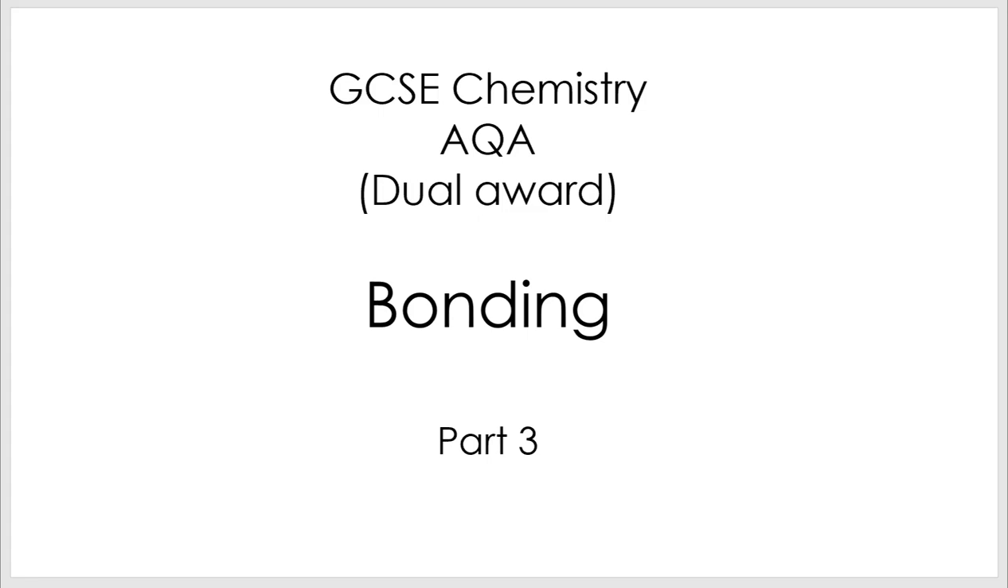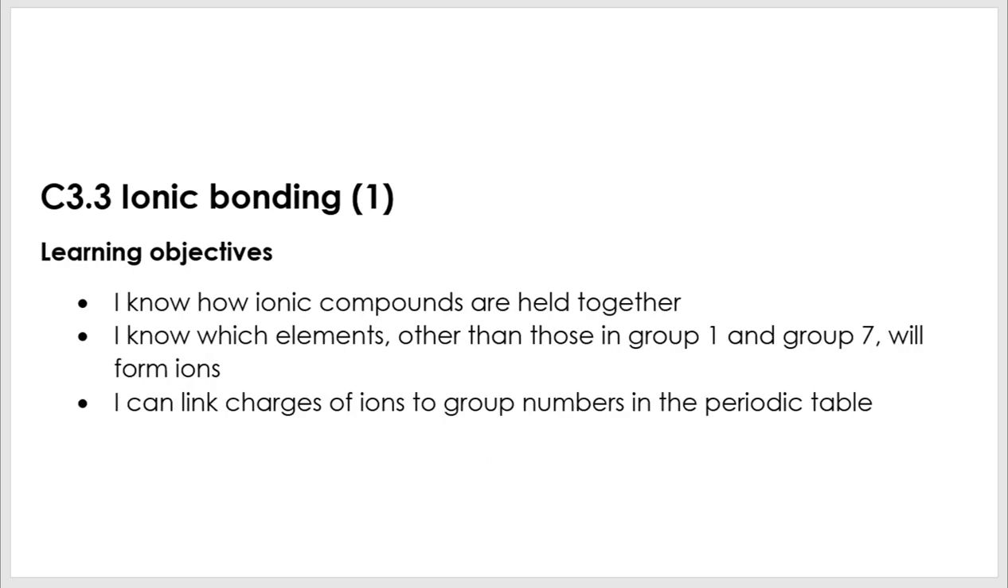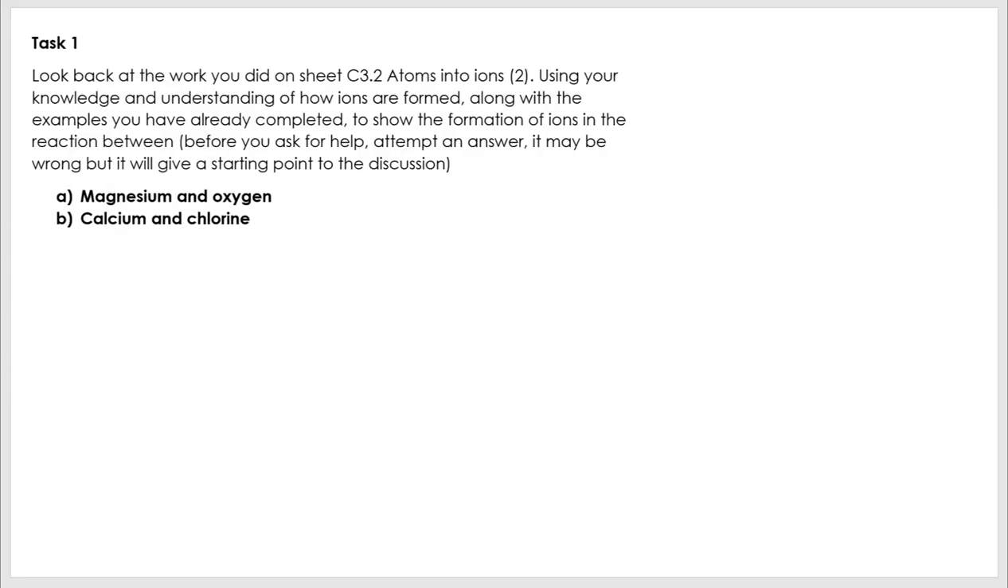This is AQA GCSE Chemistry. It is a dual award and therefore also triple award topic. We're looking at bonding, and this is part 3 where we're going to continue to review ionic bonding. As always, I'm going to recommend you pause on each activity, have a go at them before you review your answers. That way you get to see your own progress. So let's jump straight in with a couple of tasks.